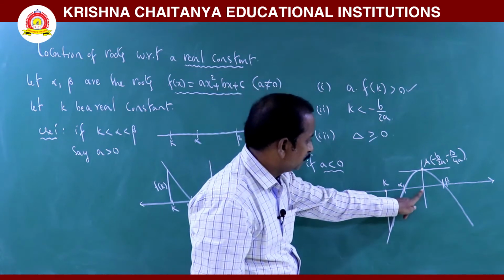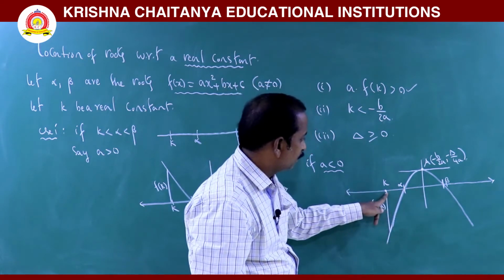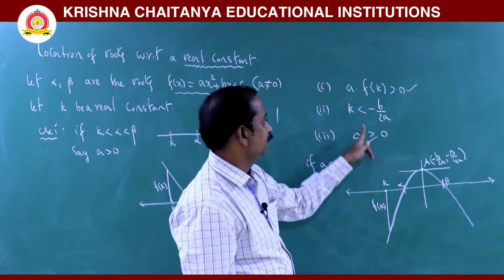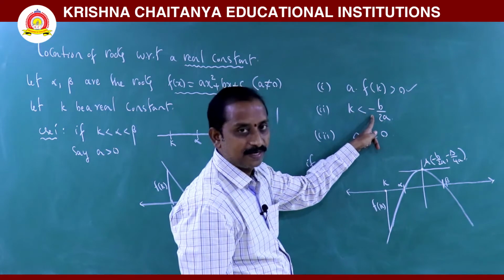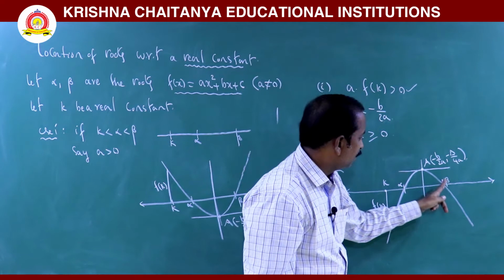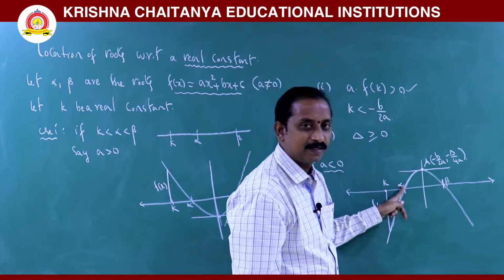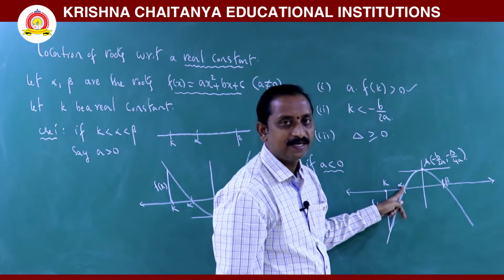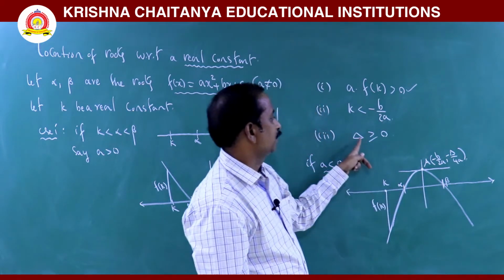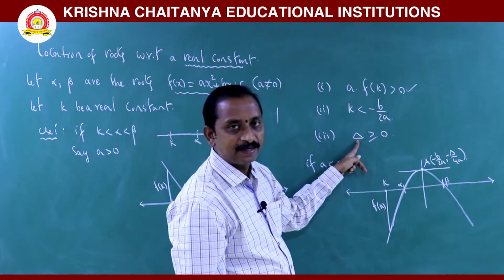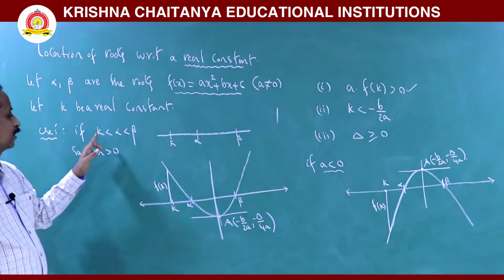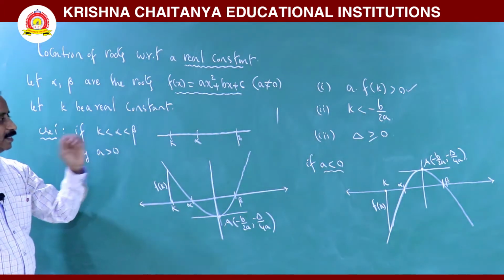Next, come to the second. This is minus b by 2a, this is k. Minus b by 2a is greater than k, so I can write k less than minus b by 2a. Next, if alpha and beta are distinct, a curve has distinct roots when delta greater than 0. If they are equal, delta is equal to 0. So I can write delta greater than or equal to 0. So this is the first condition, k less than alpha less than beta.